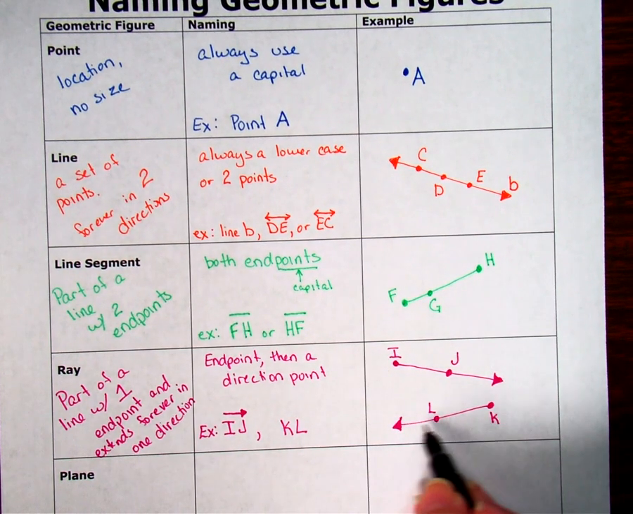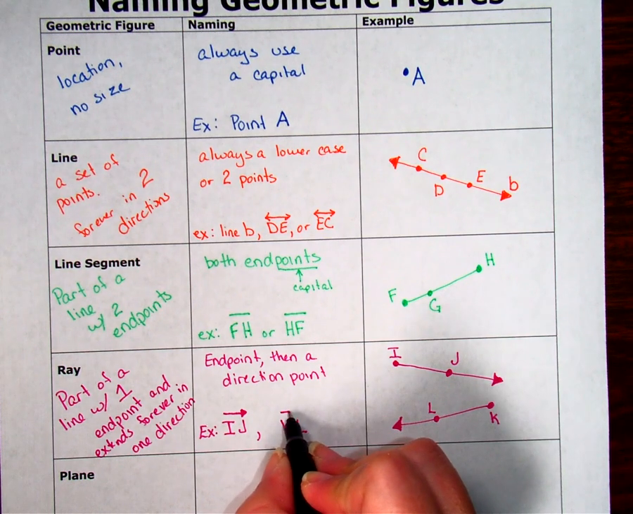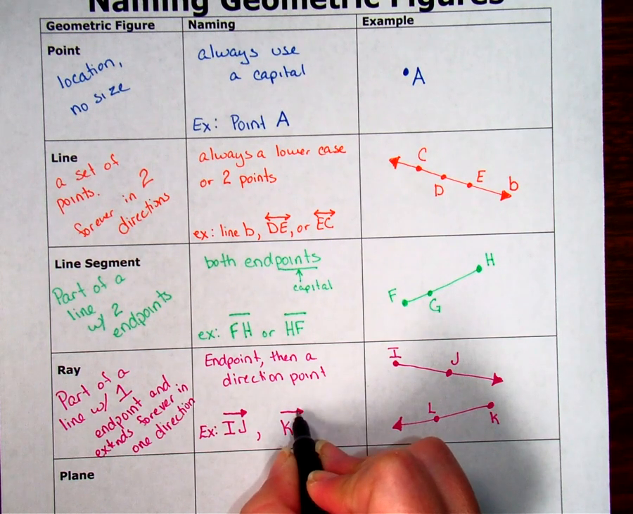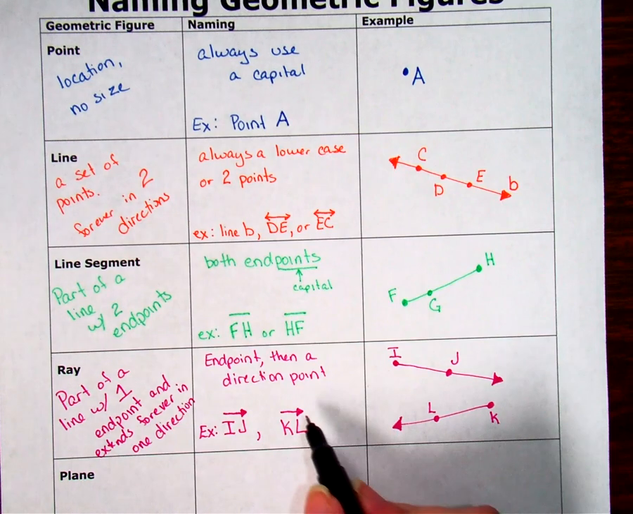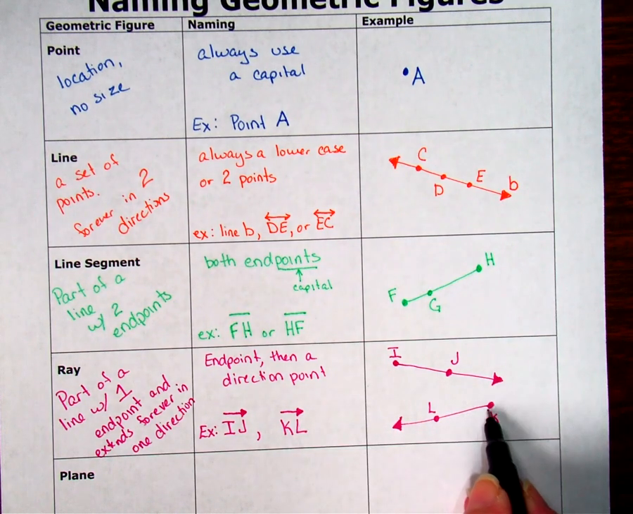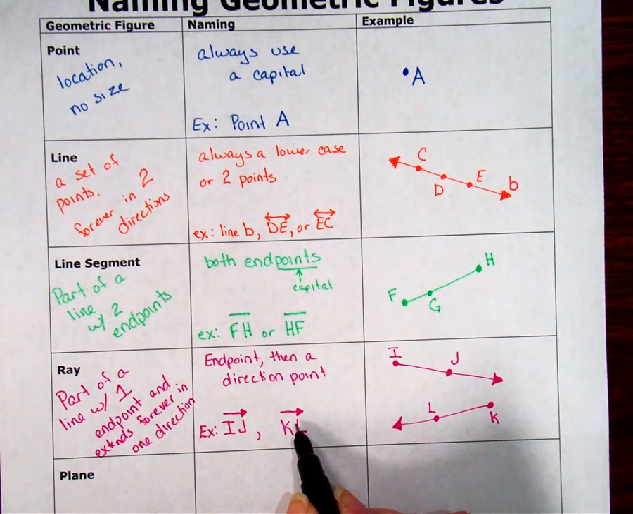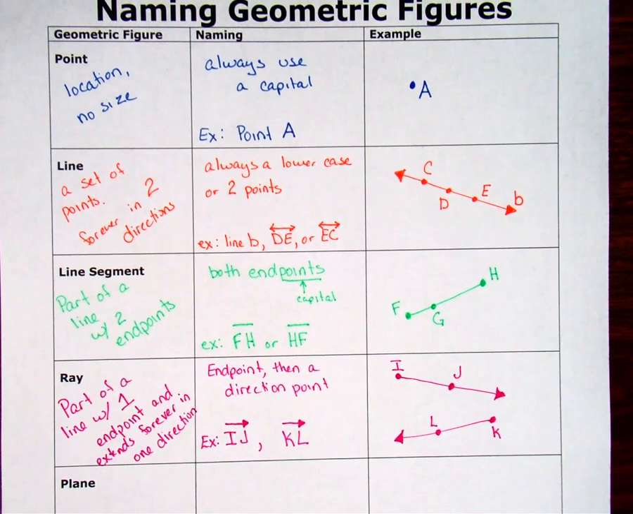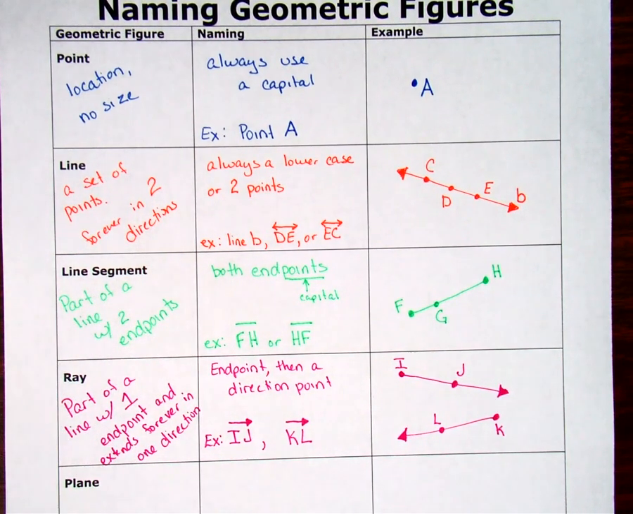Above it, even though this ray is pointing to the left, my little arrow is still going to point to the right because the arrow needs to be over the L that shows me the direction that this ray goes in. Okay, so there is information about naming points, lines, segments, and rays.